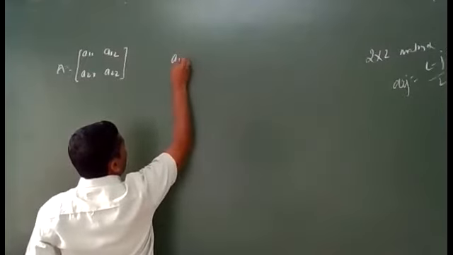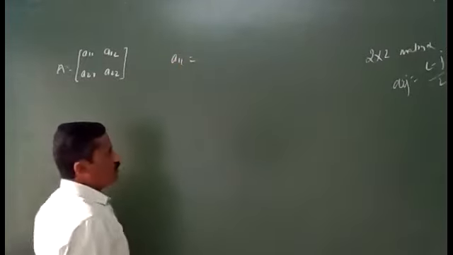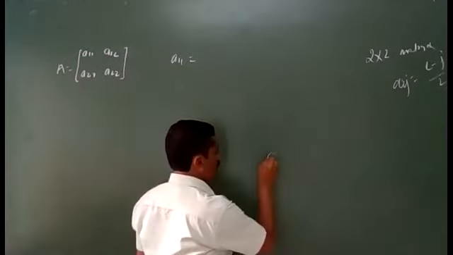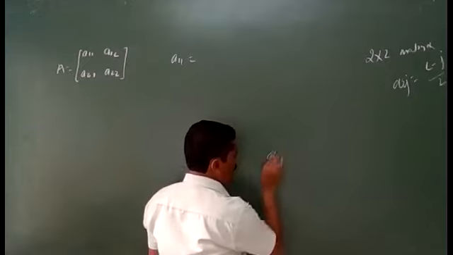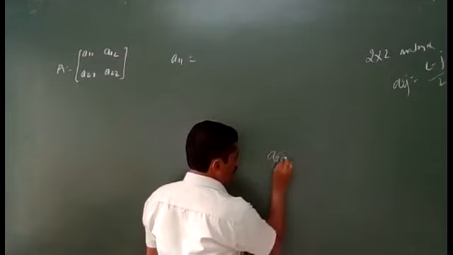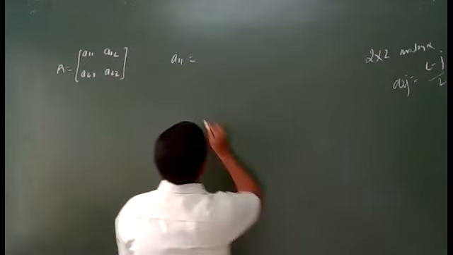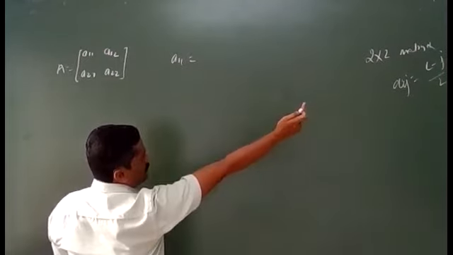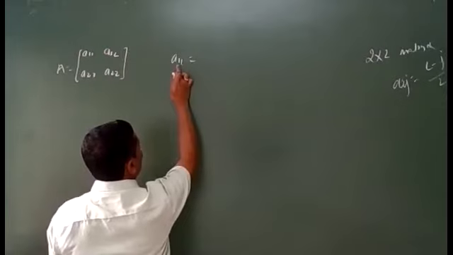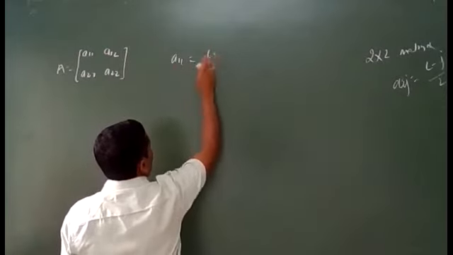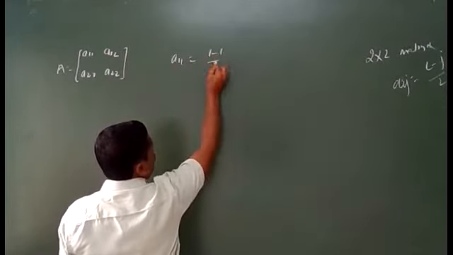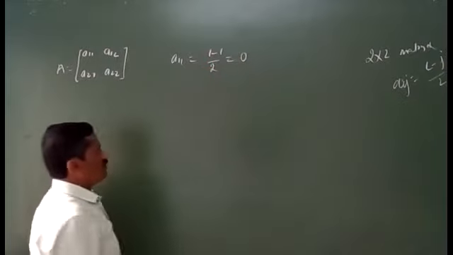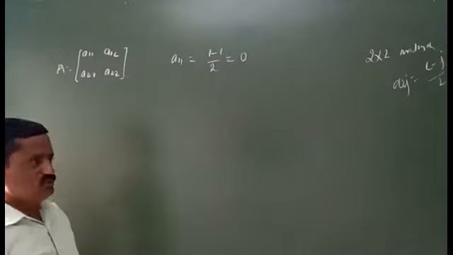So here A11 is equal to, we have the notation i minus j, in this form Aij, where i is a subscript and j is also a subscript. So A11 is equal to (1 minus 1) divided by 2, that is equal to 0. 1 minus 1 is 0, and 0 by 2 is 0.